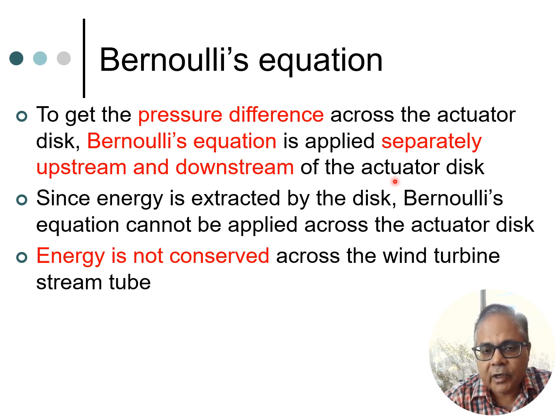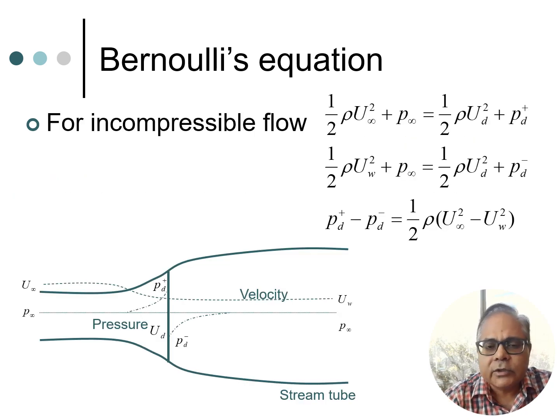One of the things is that you cannot use Bernoulli's equation between the front and the wake of the stream tube, because you are subtracting energy from the flow by the rotor here. Because you are extracting this kinetic energy by the rotor disc, Bernoulli's equation cannot be applied across the actuator disc, but you can apply it between the front of the actuator disc and far upstream, and behind the actuator disc and far downstream. So that is what we are going to do. This picture will tell you what's happening here.